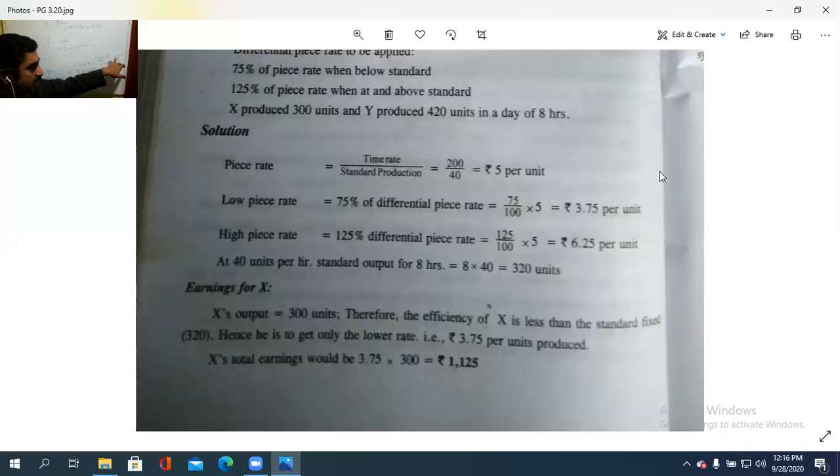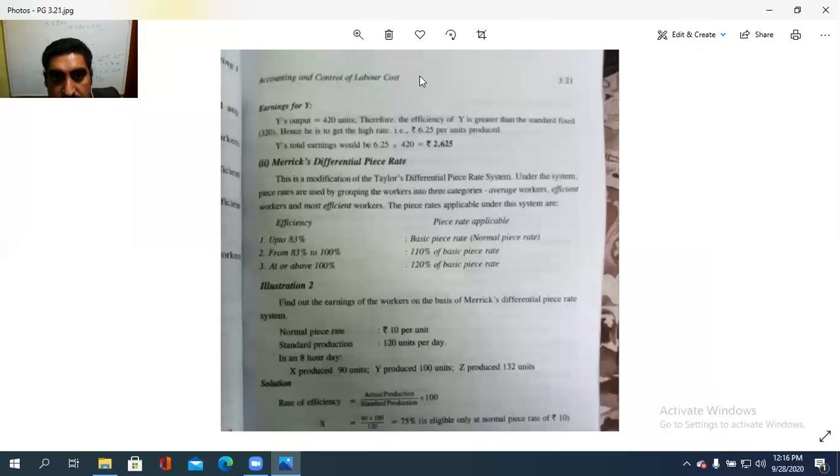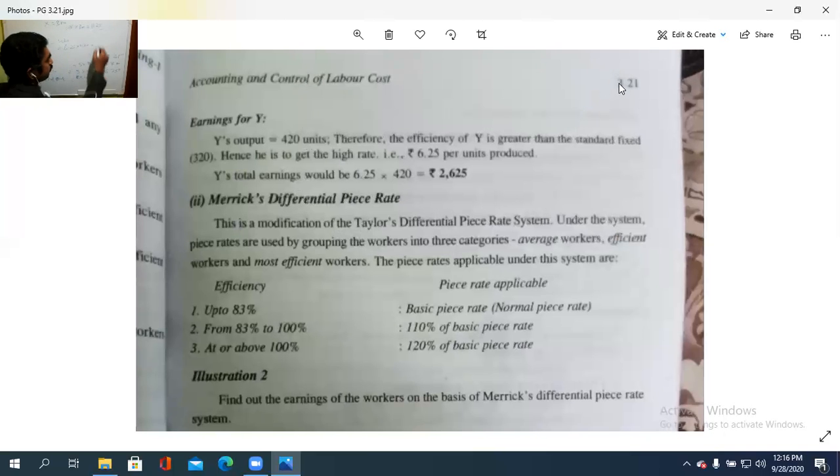സ്റ്റാൻഡേർഡ് പീസ് റേറ്റ് എന്ന് പറഞ്ഞാൽ 5 ആണ്. നേരത്തെ 300 ആയിരുന്നപ്പോൾ സ്റ്റാൻഡേർഡ് പീസ് റേറ്റിനും താഴെയുള്ള ഒരു ലോ എഫിഷ്യൻസി റേറ്റ് ആണ്, അതായത് 3.75 പെർ യൂണിറ്റ് ആണ് കാൽക്കുലേറ്റ് ചെയ്തത്. അതുപോലെ 6.25 into 420 how much it is? That 6.25 into 420, that is 2625. That is the production, or that is the earnings with regard to which one? Y.